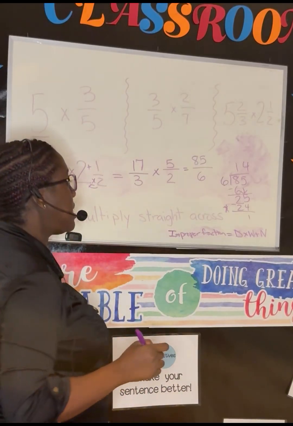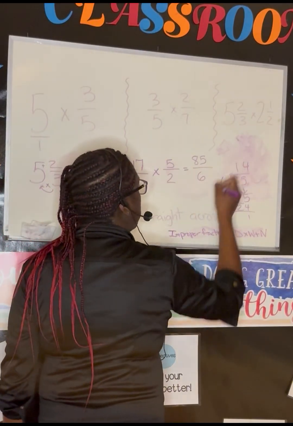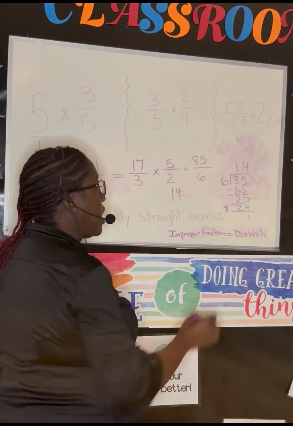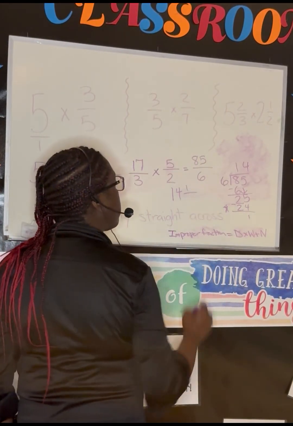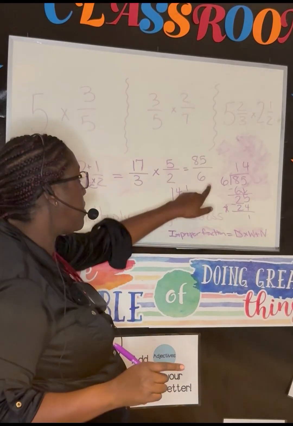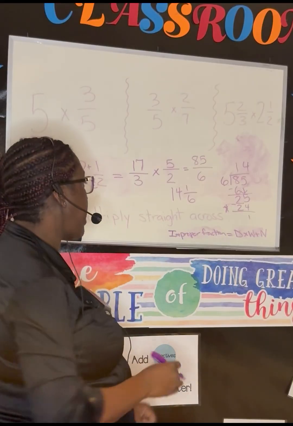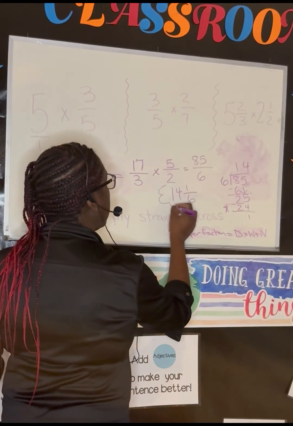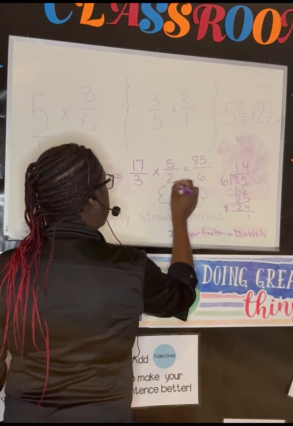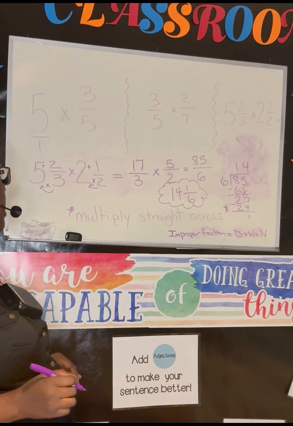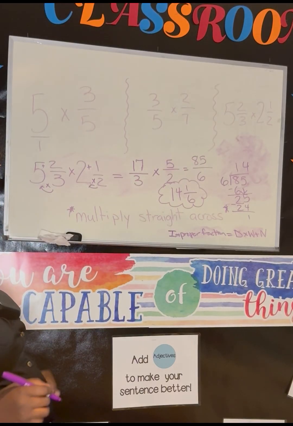Now remember, like I always say, think of a clock. We're going to start at 12 o'clock. 14 is going to be our whole number. 1 will be our numerator, and 6 will be our denominator. Because remember I told you, our denominator will not change, right? And so our answer will be 14 and 1/6. Okay, so that would be our answer to this multiplication problem.